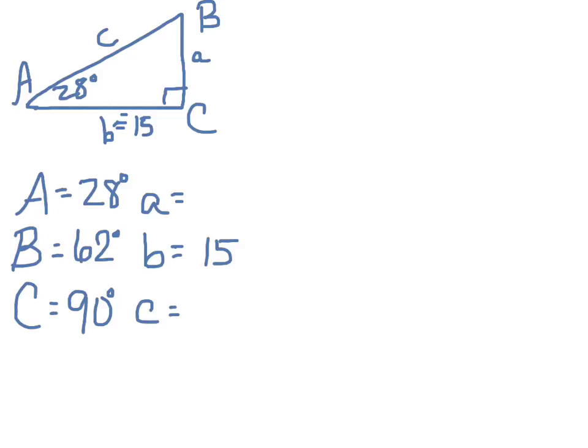Now, as far as finding the rest of it goes, from the 28, what is little b? Is little b opposite, adjacent, or hypotenuse to A? It's adjacent. So, which ratio do you think we should use if we're going to use the 28-degree angle that deals with adjacent?